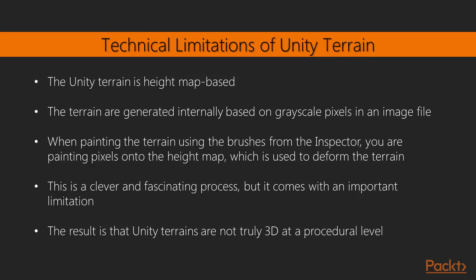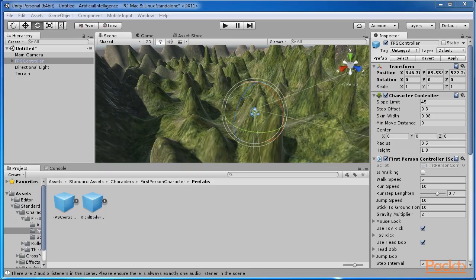This is a clever and fascinating process, but it comes with an important limitation. Namely, a height map is a 2D topographical texture. The result is that Unity terrains are not truly 3D at a procedural level. They cannot contain caves, crevices, caverns, or any inward cutouts. The player cannot go under anything. Rather, it consists simply of up and down sections, none of which have interior spaces.